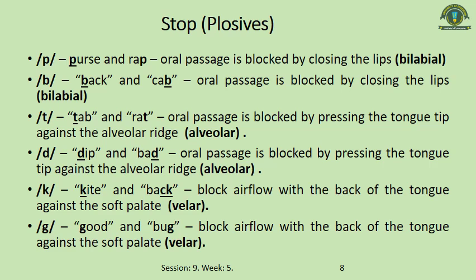Again, the same thing. Block airflow with the back of the tongue against the soft palate. So these are the 6 plosives. You can also call them stops. P, b, t, d, k, g. If there is a question asking what the plosives in English are, or what are the plosive English consonants, the answer is p, b, t, d, k, g. And again you can tell the class at the same time. So the first 2 are bilabial, the next 2 are, yes, alveolar, and the next 2 are velar. Absolutely right.